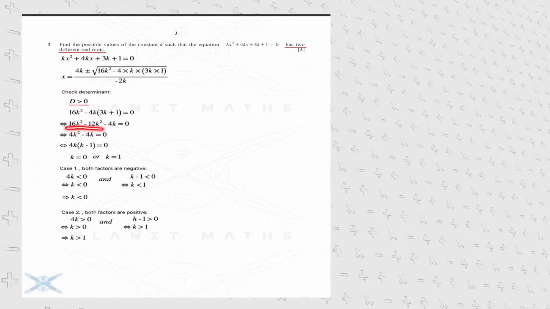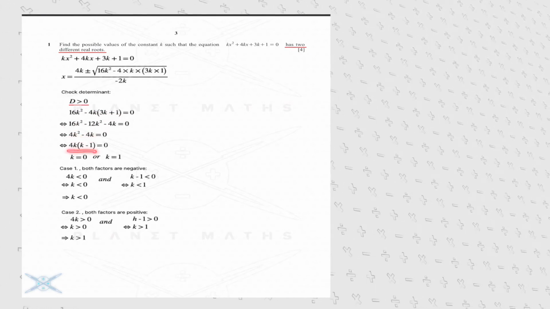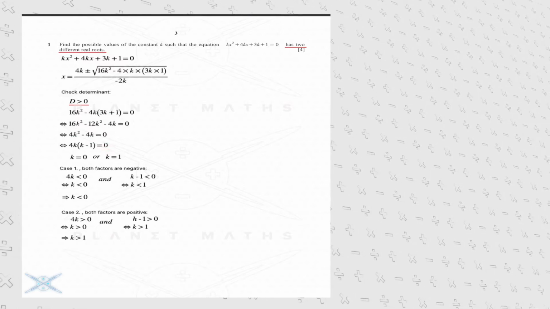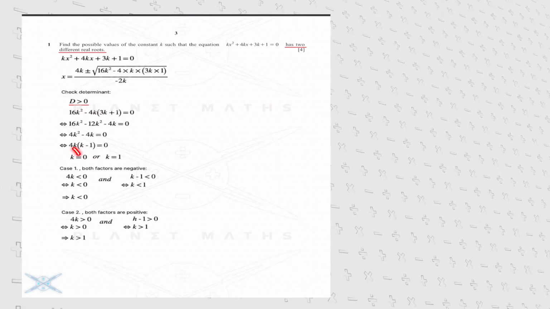Thereafter we simplify this expression here, and in the final step we factorize the factor 4k. From there we make use of the fact that a product is 0 in case one of its factors equals 0, and following from there k can either have the value 0 or 1.